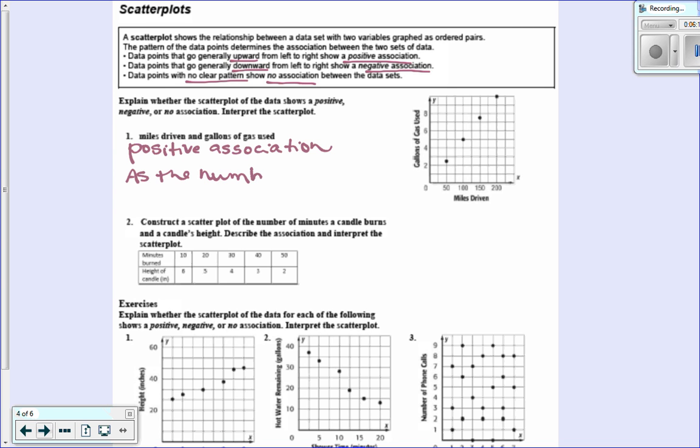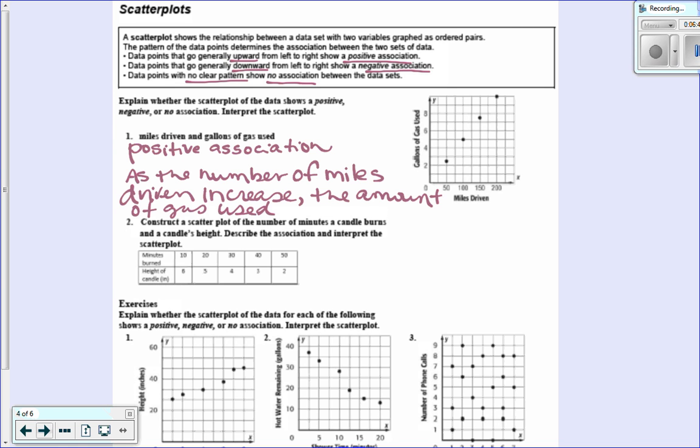So as the number of miles driven increases, right? Because we see it increasing on our graph. As it increases, the amount of gas used, what happens? Increases as well. Increases. You get that?